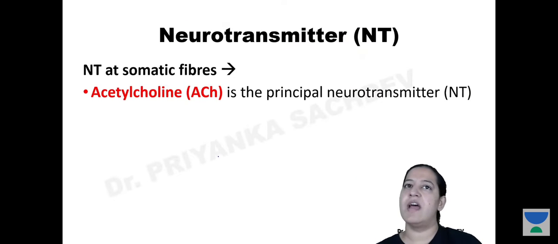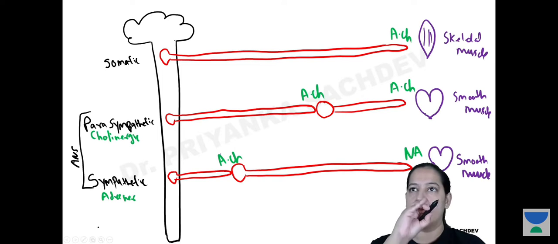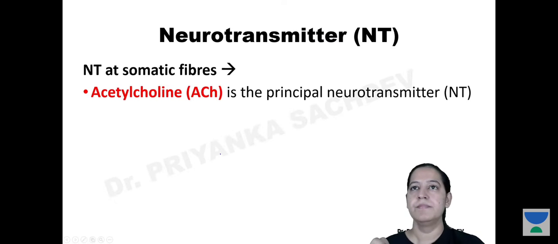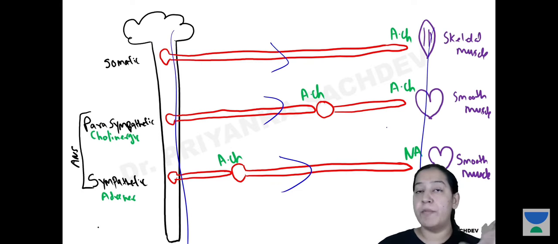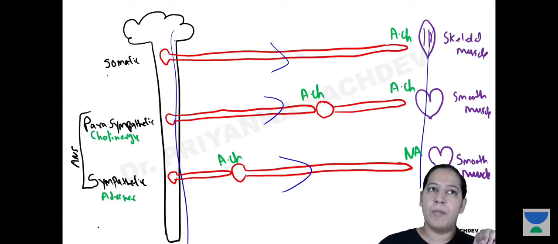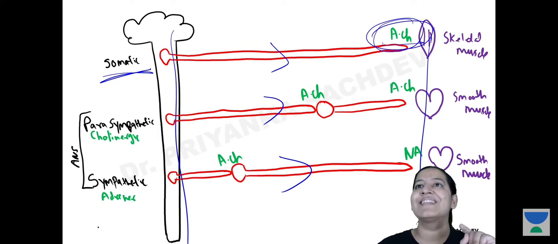One more thing here I would like to tell is neurotransmitters. What are neurotransmitters? You know all this information, that motor nerves are carrying the information from CNS to the organ. The information is carried in the form of some chemicals. The chemicals are known as neurotransmitters. In somatic system, the neurotransmitter is only one, because one neuron, one neurotransmitter, that is acetylcholine.